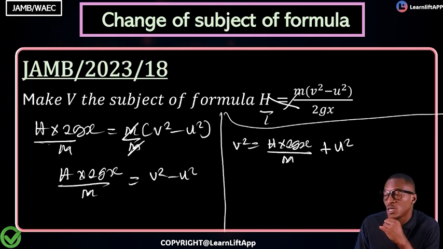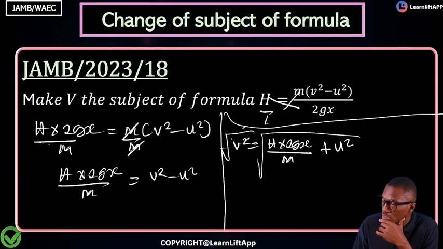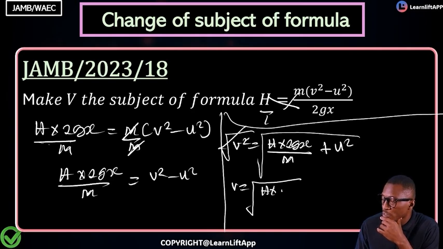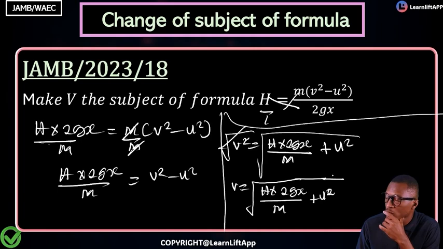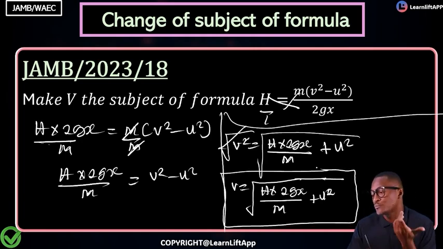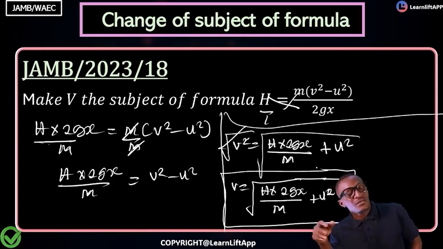So we need v, so we have to find the square root. Taking the square root now becomes square root of this, square root of this. So square will cancel square root. So v now will give us square root of h times 2gx all over m plus u squared. So this becomes the answer. Are you seeing that?